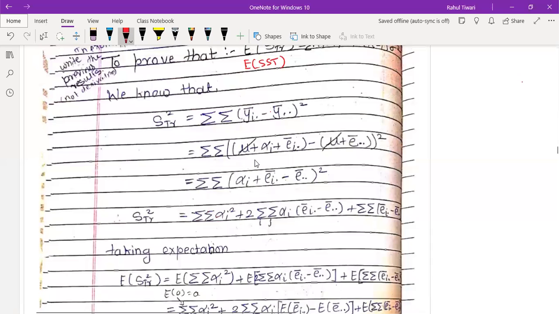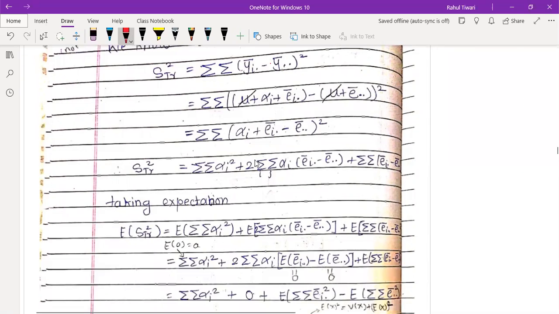So as usual, there are the formulas for y bar dot and y bar dot dot. You have this already computed. So we can cancel, and the remaining term is alpha i plus e bar i dot minus e bar dot dot. Now you can open the brackets, assuming this is my A and this is my B: A square plus 2 times AB plus B square.